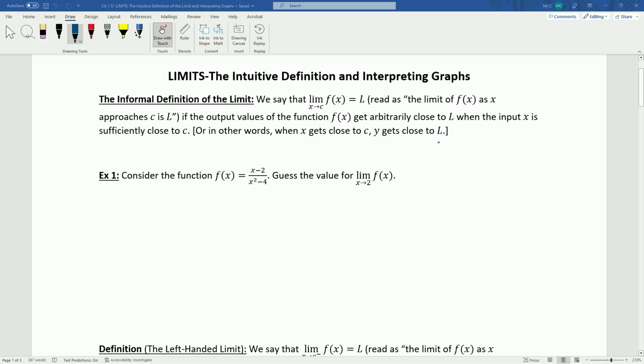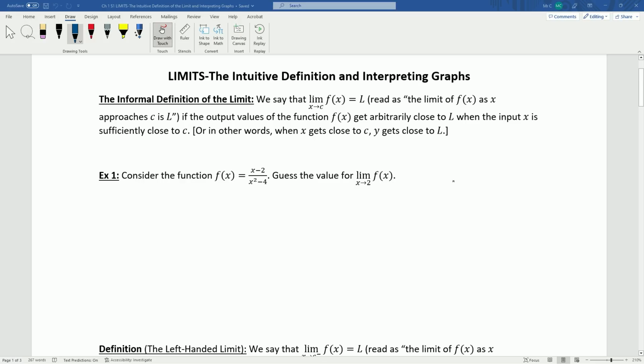So what we're going to do first is just look at a function, f of x equals (x minus 2) over (x squared minus 4). And we're going to make an educated guess of the value for the limit as x approaches 2 of the function. And we're going to do this by drawing a table.